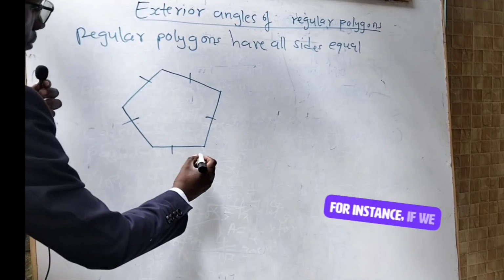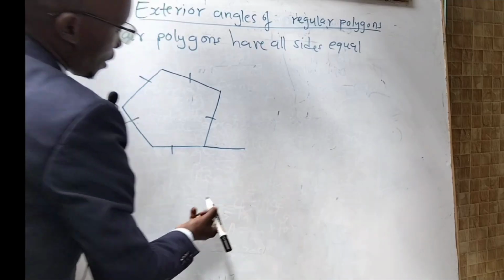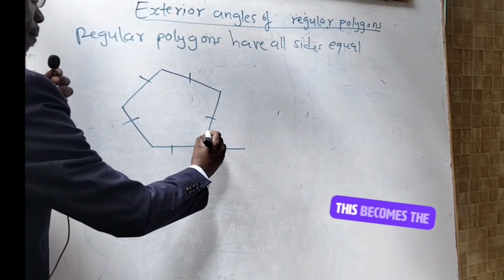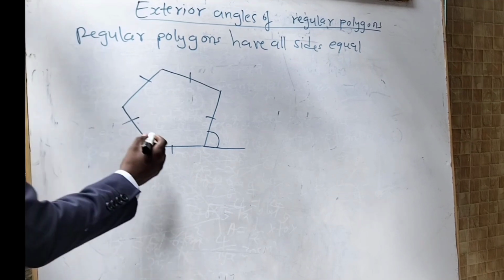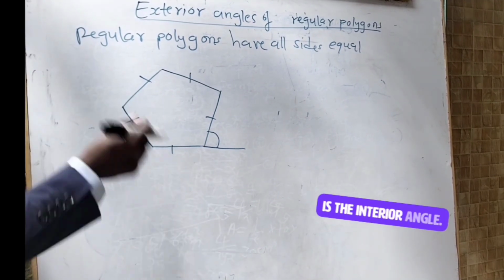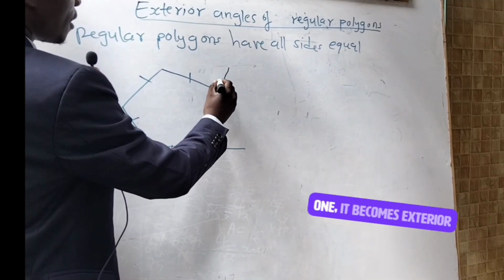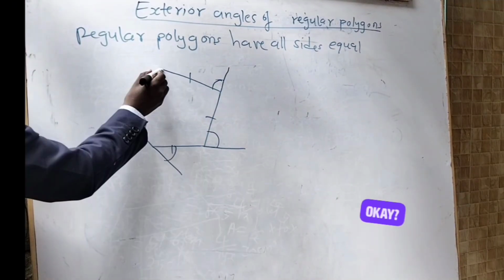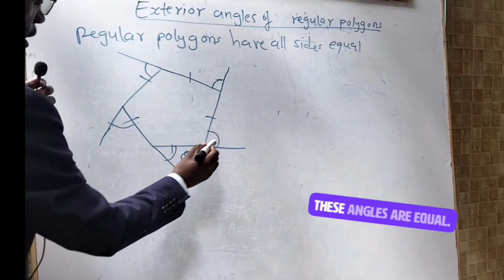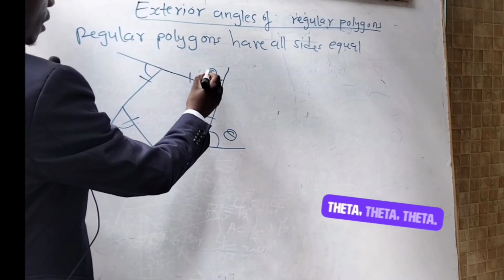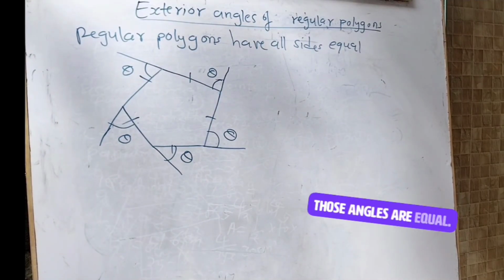For instance, if we extend this line this way, this becomes the exterior angle, and the one inside is an interior angle. These ones that are out, if we extend this one, it becomes an exterior angle. So this is theta. Theta, theta, theta. Those angles are equal.